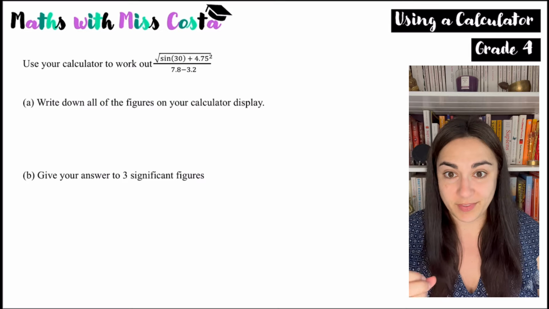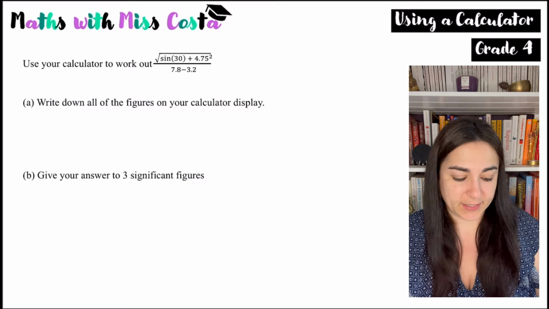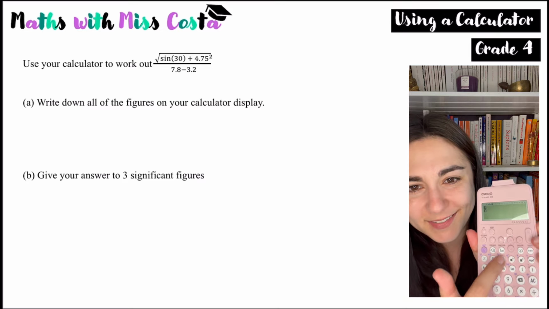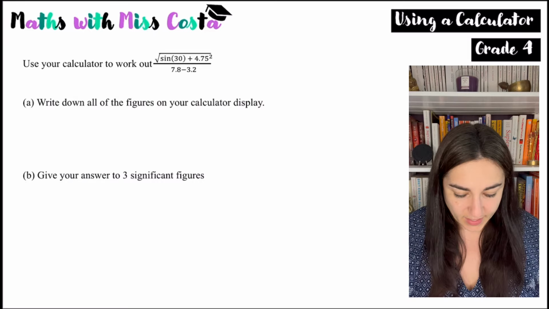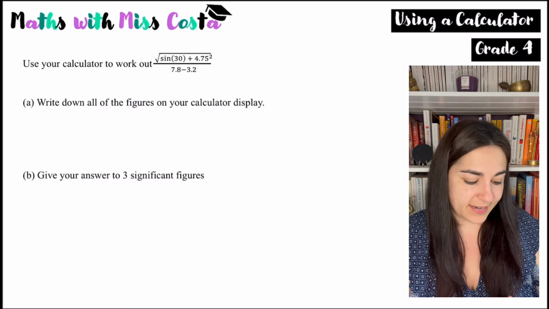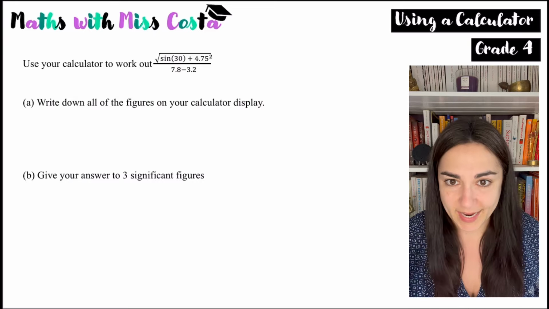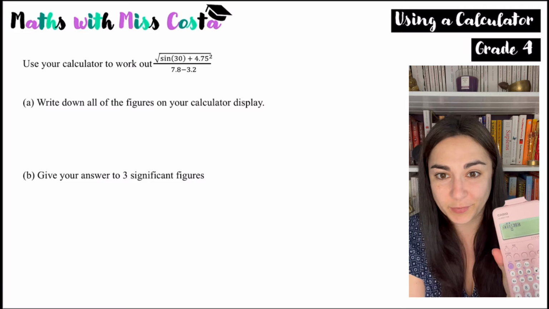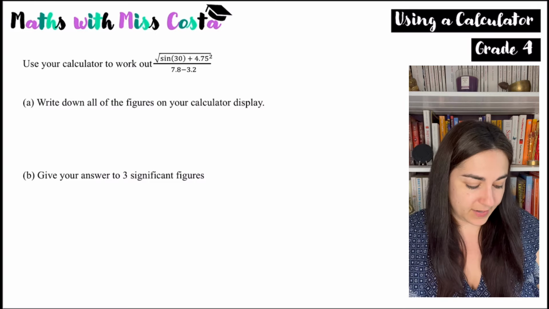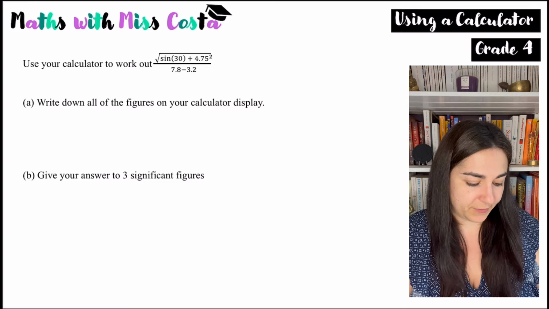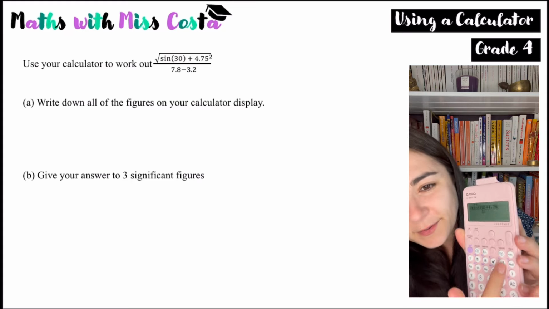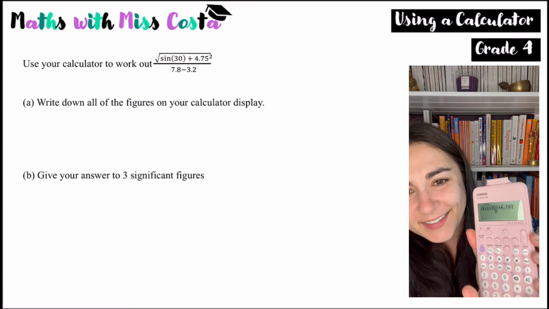Then you know that everything inside there is square rooted. So we're going to press the square root button, which looks like this, and then you press sine 30. Now, whenever you press sine 30 or cos or tan, you always need to make sure you close the bracket at the end. And then plus 4.75 squared. And then the squared button is the one that looks like that.